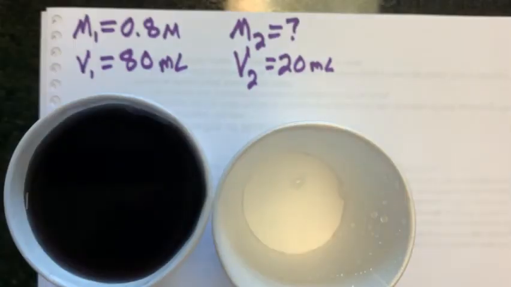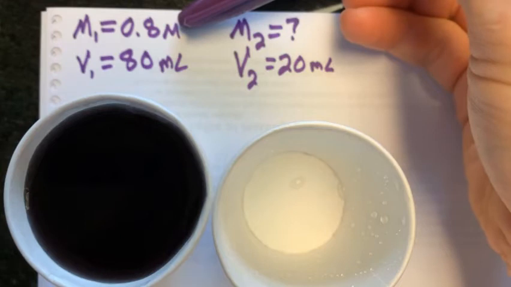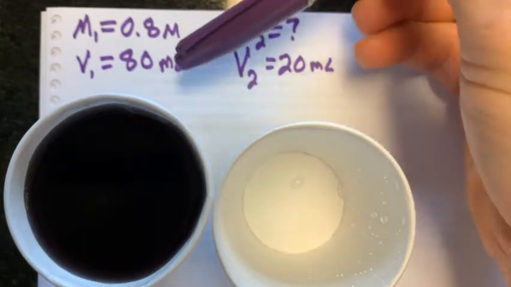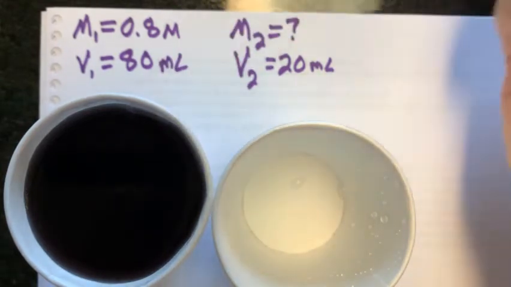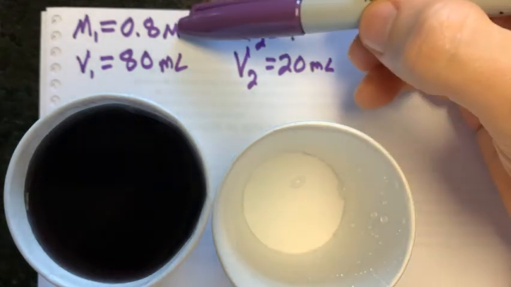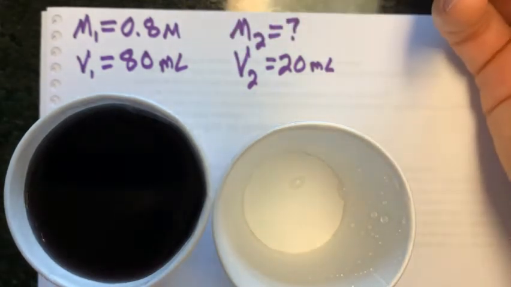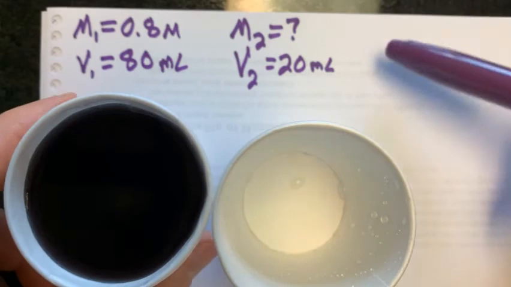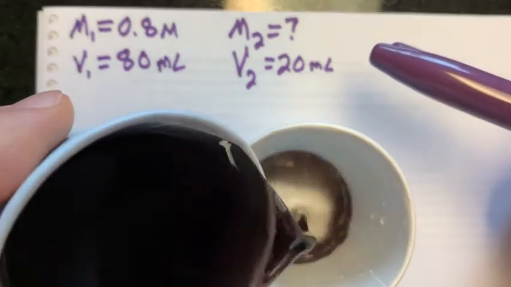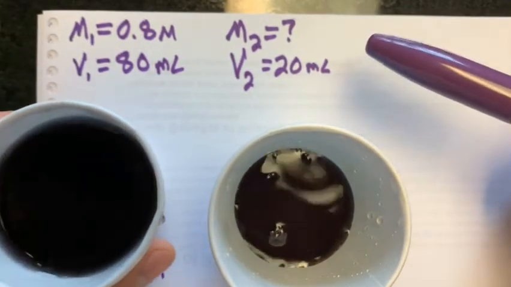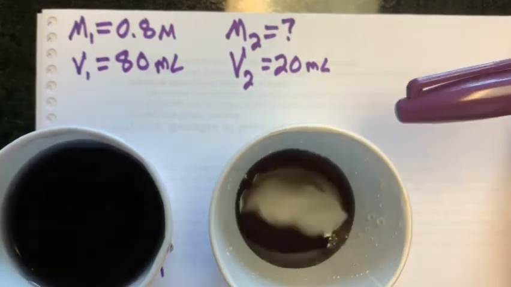Okay, now another example we can do in the real world. This is the 0.8 molar solution and it's filled to the top. I've got 80 milliliters of it, but this is just too sweet for me. The more concentrated something is, the sweeter it tastes. So I need to dilute this down. So I'm gonna pour out a precisely measured 20 milliliters into this cup.